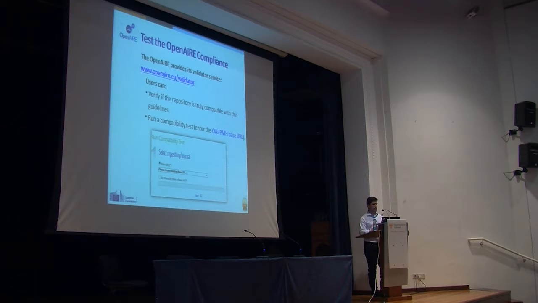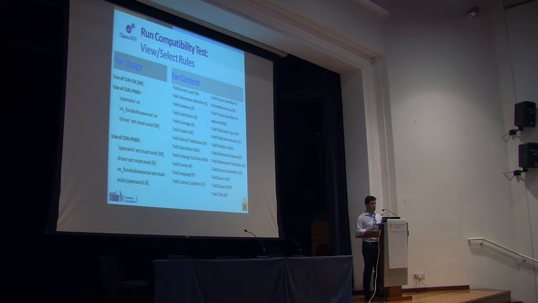OpenAIRE provides its validator. As I told you, it verifies that the repository is truly compatible with the guidelines. You can run a compatibility test by entering your OAI-PMH base URL. Then you can test for different levels of compliance. If you want compliance 3.0 to 2.0 plus, you can test at different levels to see if it is compliant. And then, as I said, you can adjust the settings to be able to comply with this.